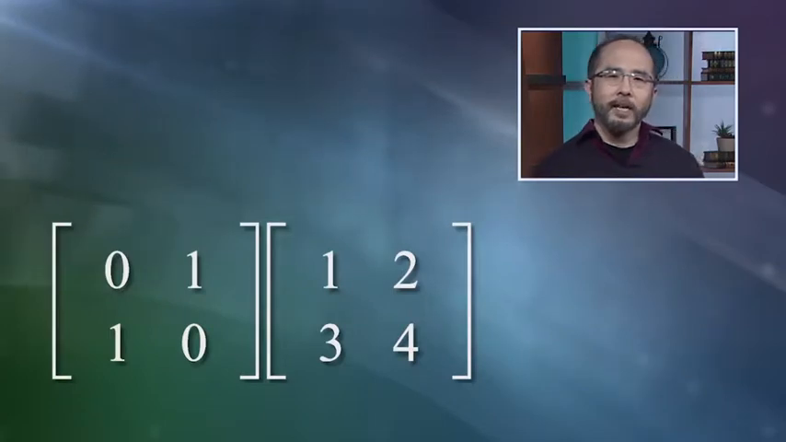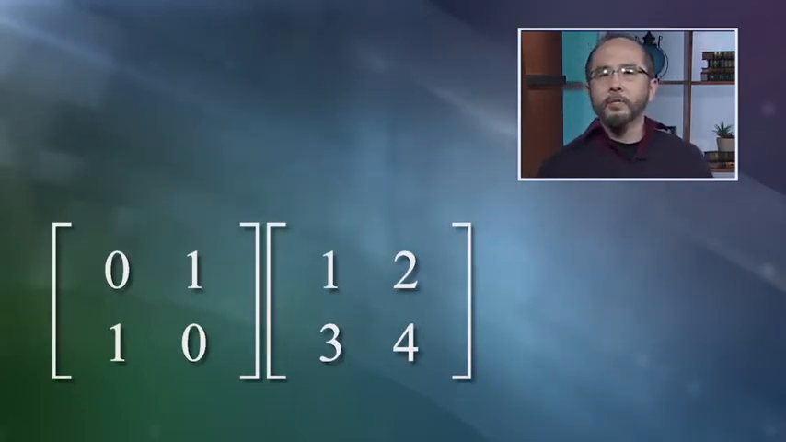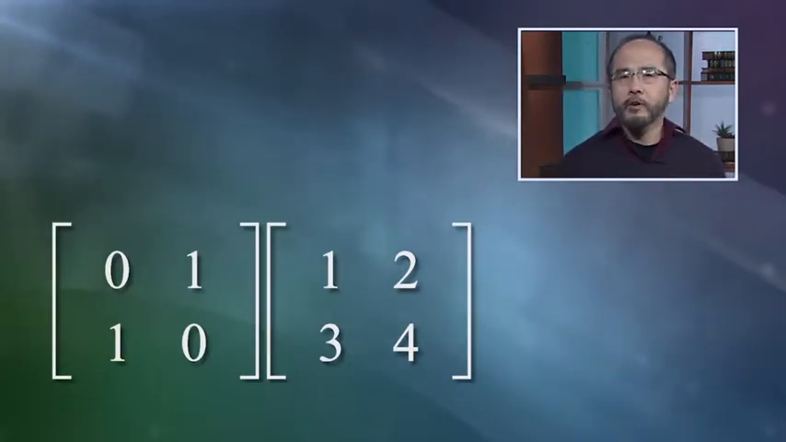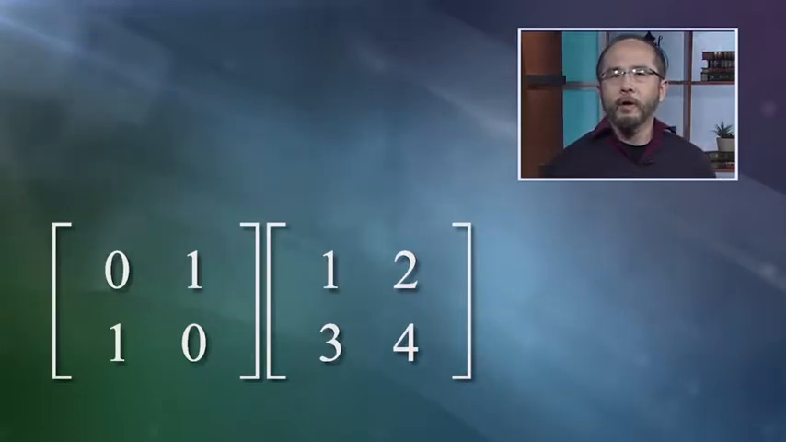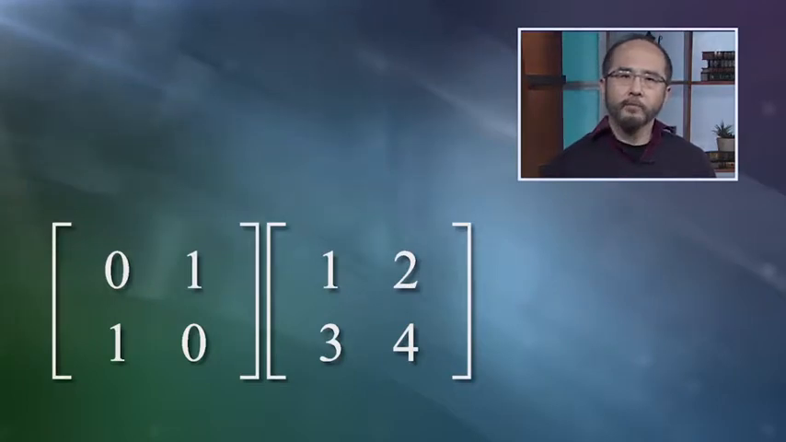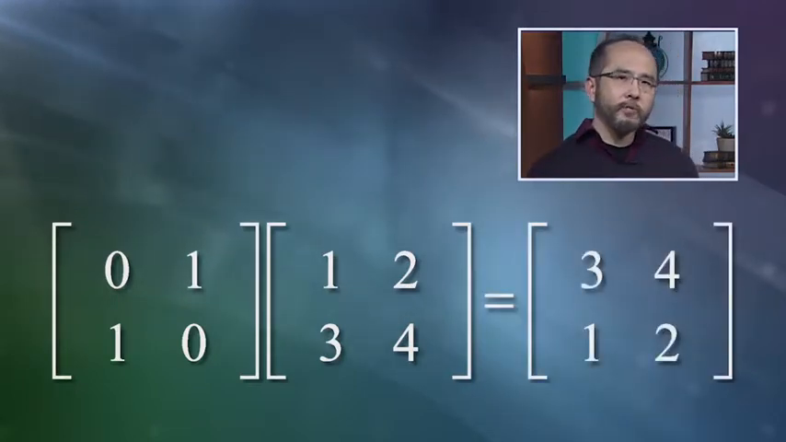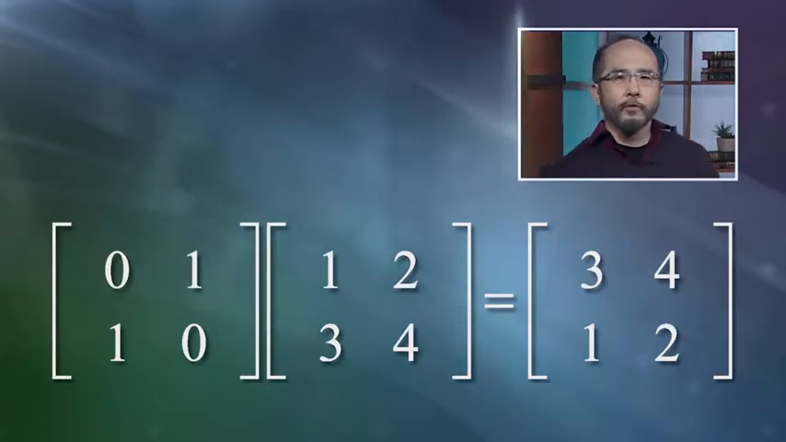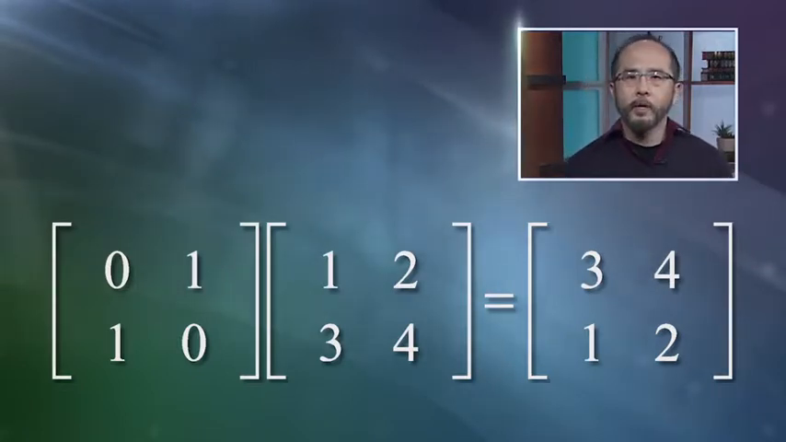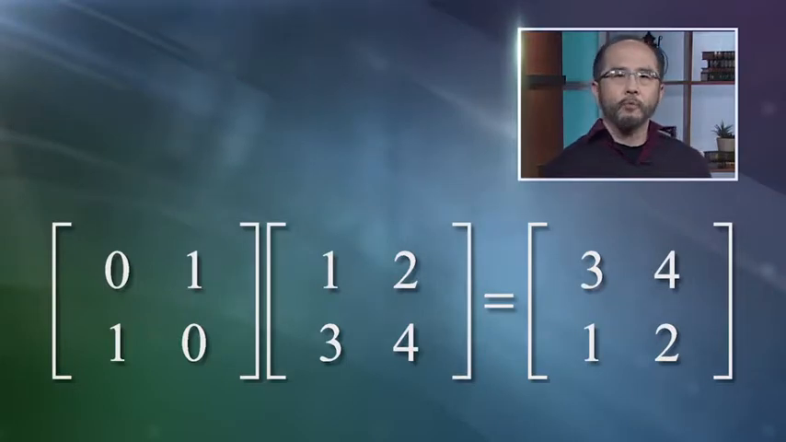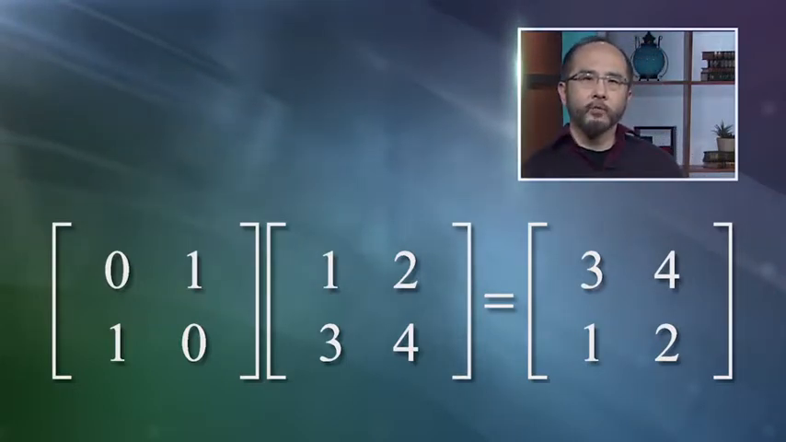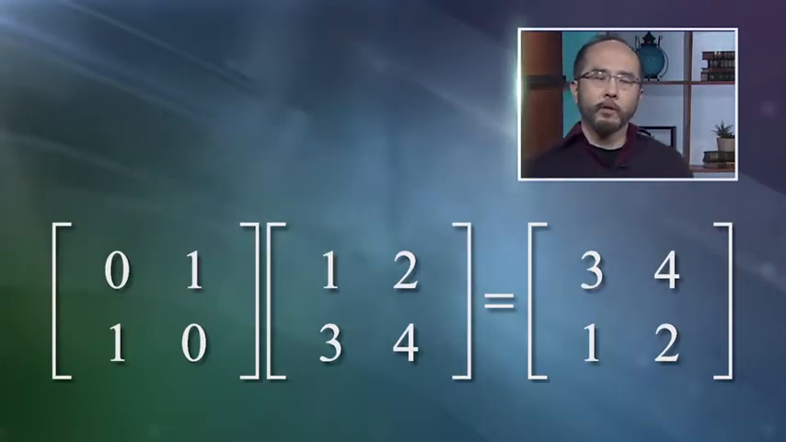Let's try this in an example. Carry out this multiplication of the matrix 0, 1, 1, 0 on the matrix 1, 2, 3, 4, and see what you get. You should see that the rows of the product are 3, 4, 1, 2, and these are the same as the rows of the other matrix, 1, 2, 3, 4, but switched.